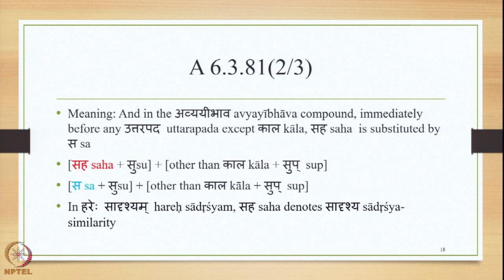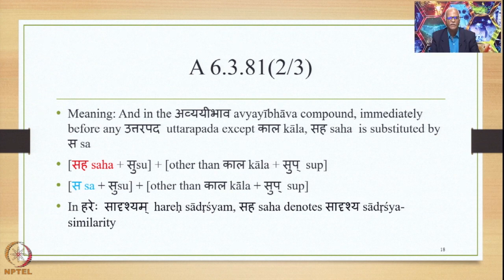So now the meaning of the sutra is the following. And in the avyayibhava compound, immediately before any uttarapada except kala, saha is substituted by sa. I repeat, and in the avyayibhava compound, immediately before any uttarapada except kala, saha is substituted by sa. So we have saha plus su as first member of the samasa plus other than kala plus sup as the second member of the samasa. In such a case, the output would be sa plus su plus other than kala plus sup.